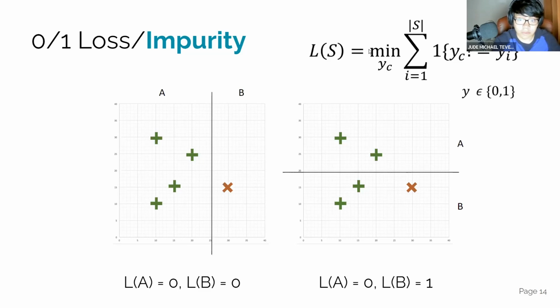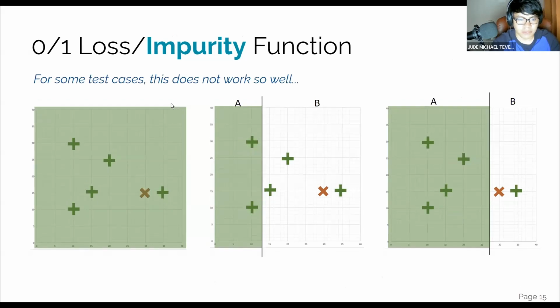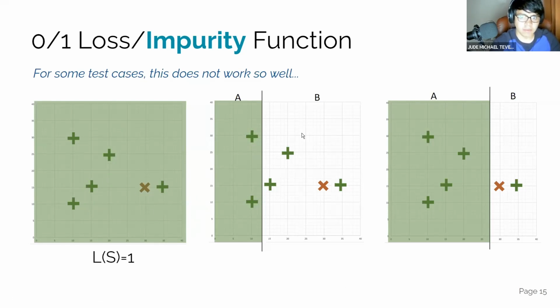Understood? But say we have this example. We have different splits. This is the whole space. We're going to have an impurity of 1, of course, because that's the count of the minor class.